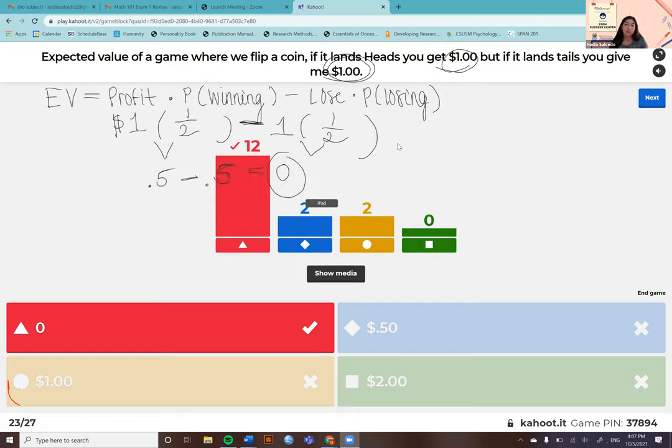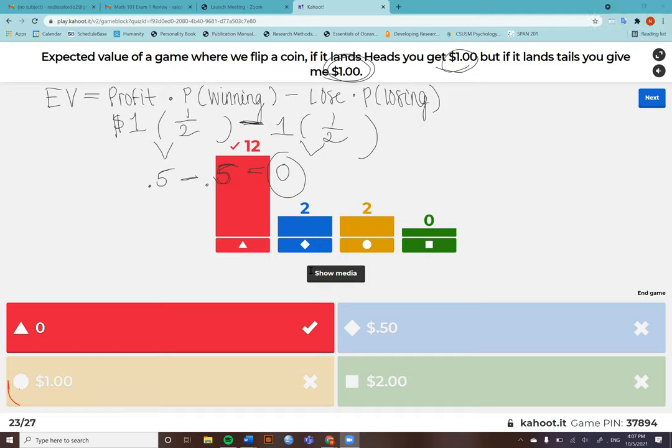So since the expected value is 0, no one is expected to win any money or lose any money. It is considered fair. So if anyone has questions, or you want me to explain it differently, just let me know in the chat. Hopefully that helps. If there are no questions, I'll go ahead and move on.